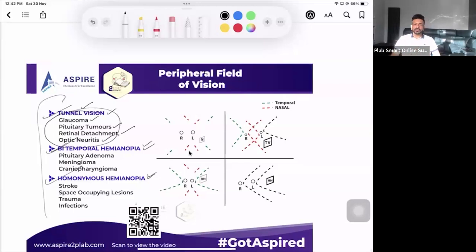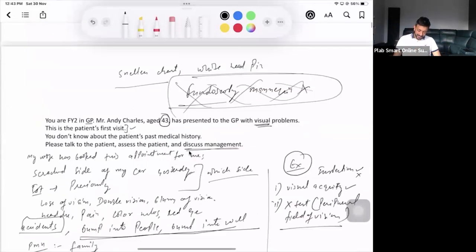If it is bitemporal hemianopia, 90% of the time it's pituitary adenoma. But it could be meningioma, could be craniopharyngioma as well. That's absolutely okay. If they have given you homonymous hemianopia, it could be stroke, space occupying lesion, trauma, infections, right? That's it. So what happened is, what did you get?